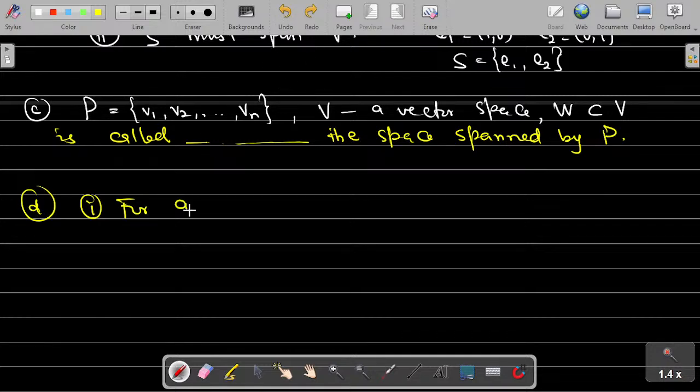Invariably what he's saying is that for all vectors u, v in W, your u plus v must also be in W. That's closure under vector addition. I've mentioned that. And then number two is that it must also be closed under scalar multiplication.